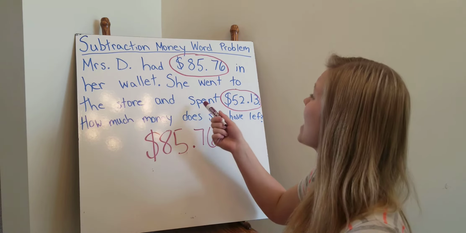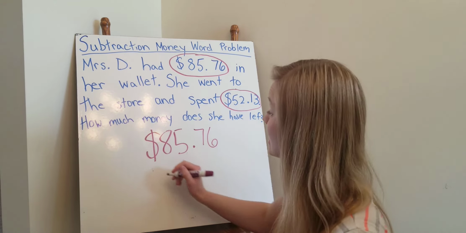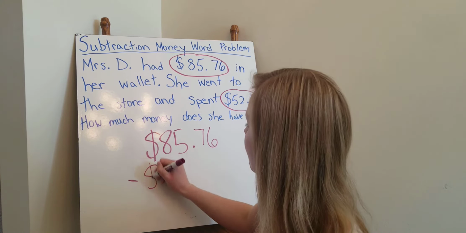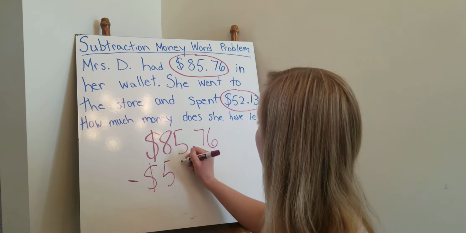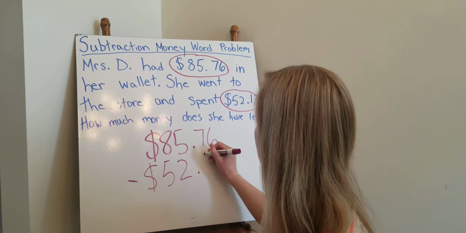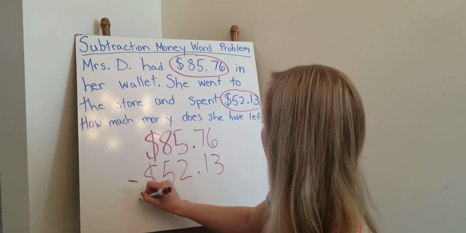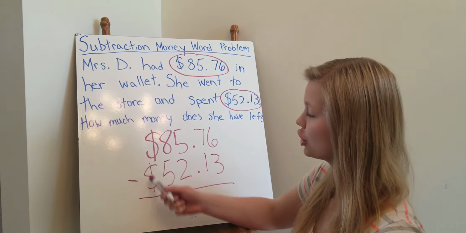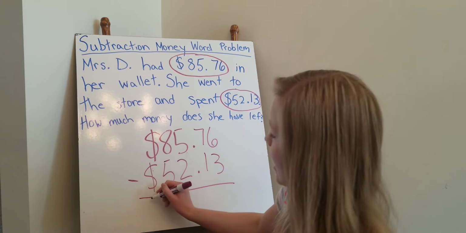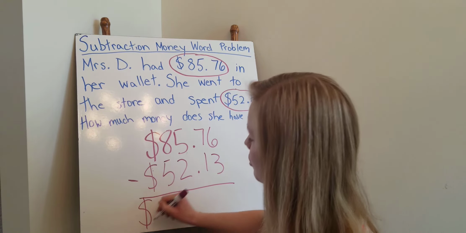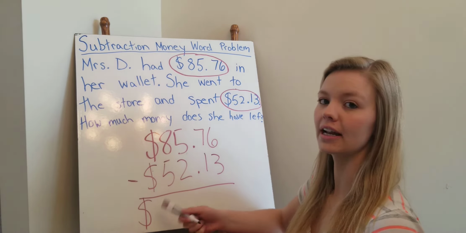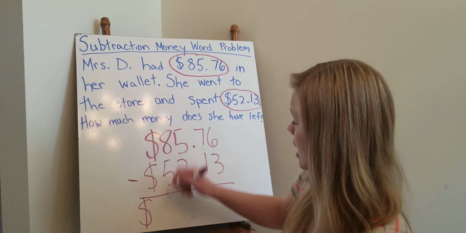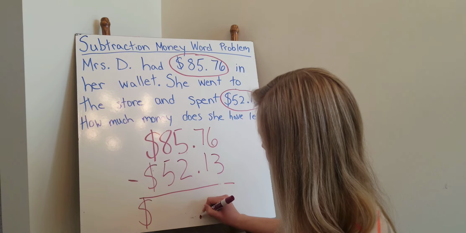Then she went to the store and spent money. If she spent money, we're going to have to minus it. Make sure you write the dollar sign and the dot for the second number, $52.13. Okay, before you write your answer, make sure you carry down that dollar sign and that dot. A lot of people are forgetting that dollar sign in their answers on the addition word problem. So just do it first. Carry that dollar sign right down, carry that dot right down.